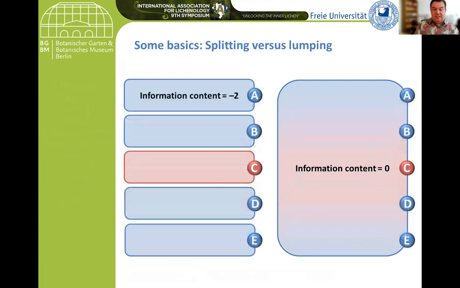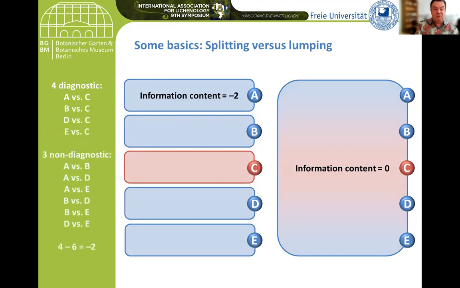Now, if you further increase your clades on the left side, you suddenly get negative information content, because here you have 4 diagnostic and 6 (it should actually say 6, not 3) non-diagnostic comparisons. So it's 4 minus 6, which is minus 2. And in this case, lumping is better than splitting.